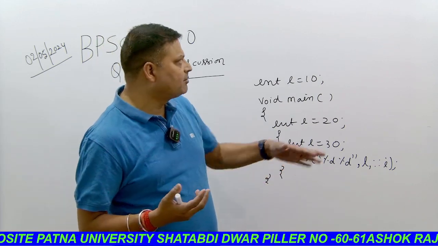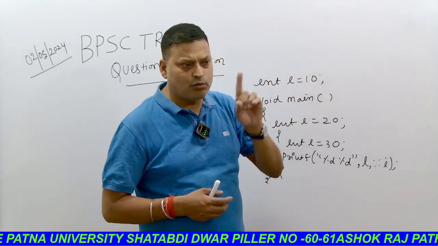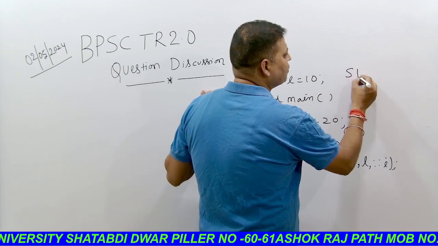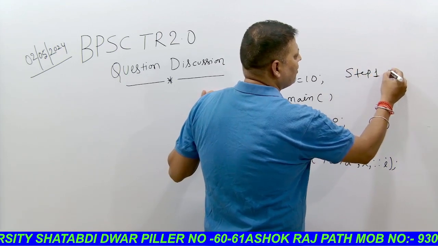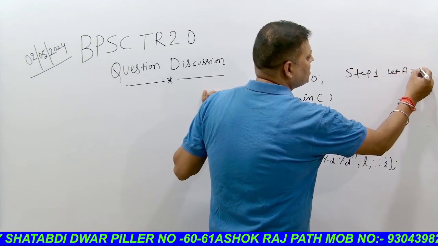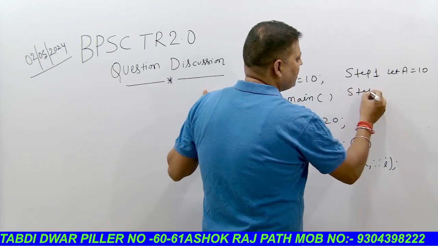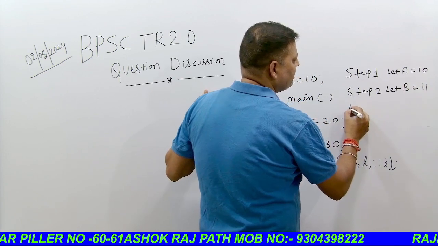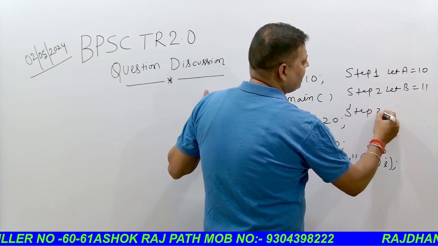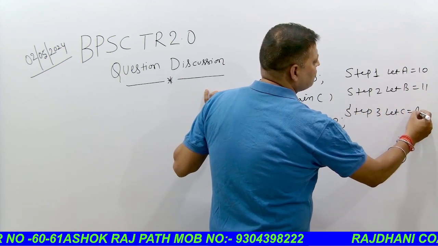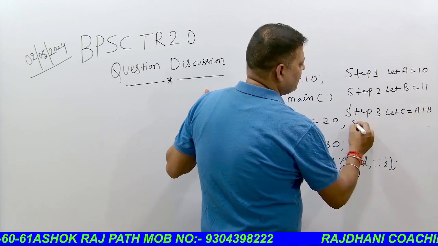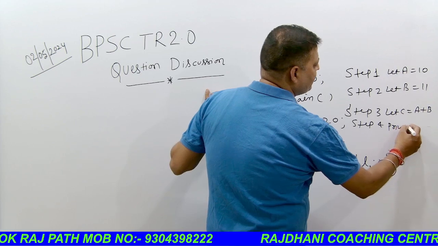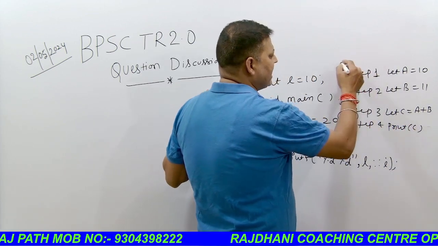What is an algorithm? If we have to calculate the sum of two numbers, step by step we will have to use: Step 1, let a is equal to 10. Step 2, let b is equal to 11. Step 3, let c is equal to a plus b. Step 4, print c. So this is an algorithm.